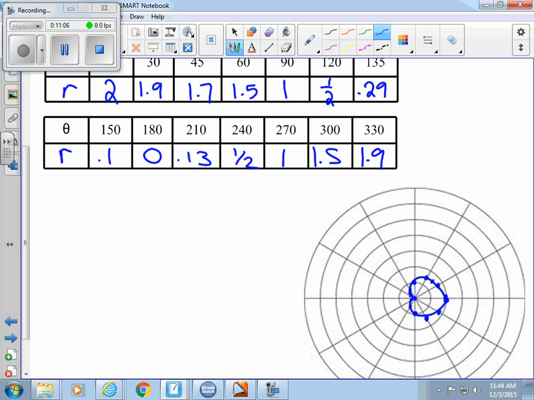The theta step is how often, just like the x step in your Cartesian coordinates, your calculator plots a point. If you're in degrees, and you do like 0.1, it'll be a beautiful picture, but it'll take a really long time for it to graph. Why? Because it's plotting a point every 1/10 of a degree all the way to 360. So it takes your calculator a long time to do.